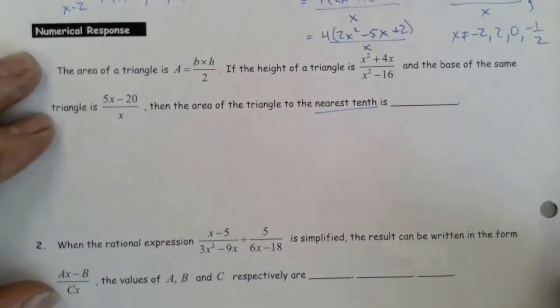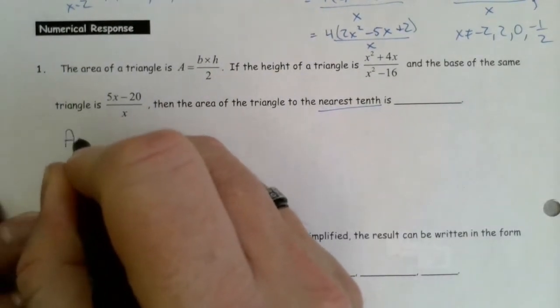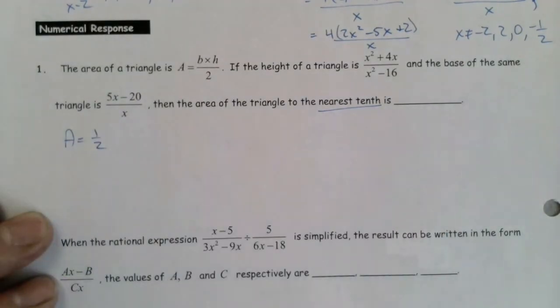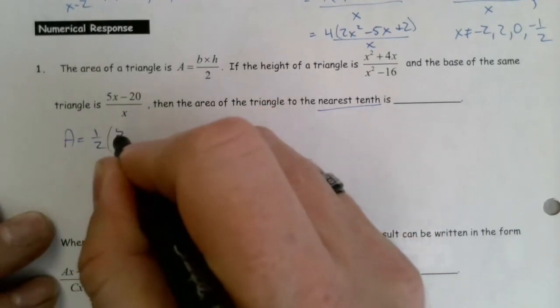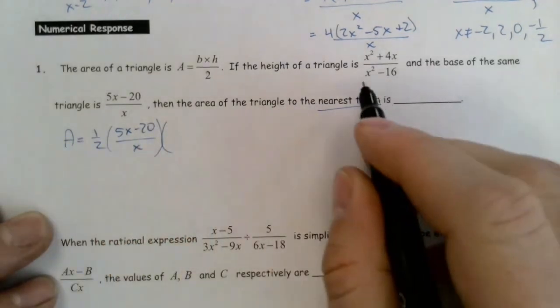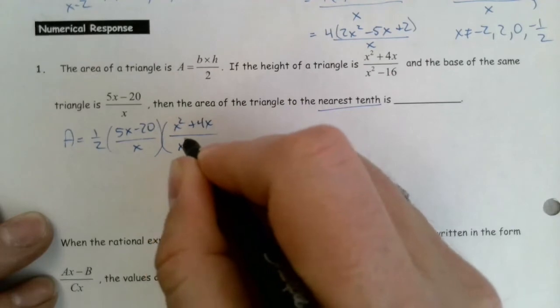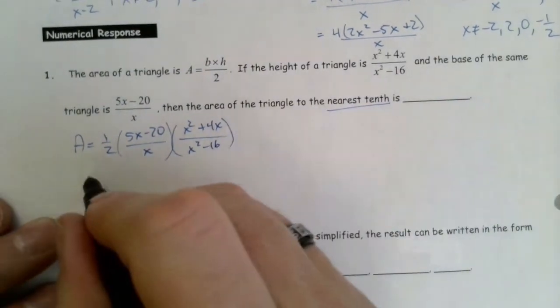I'm expecting a lot of canceling to happen here. Let's have a look. So my area is, first of all, going to be that 1/2. Don't forget about that division by 2. It'd be a real shame to do a lot of that work here and get that wrong because we forgot about that. So our base here is going to be 5x minus 20 over x multiplied by x squared plus 4x over x squared minus 16. Now, first thing I want to do is factor.